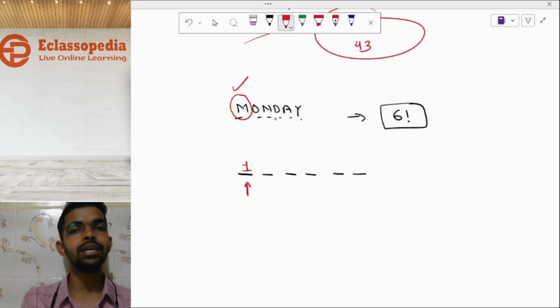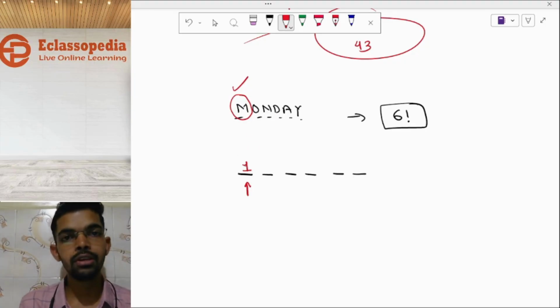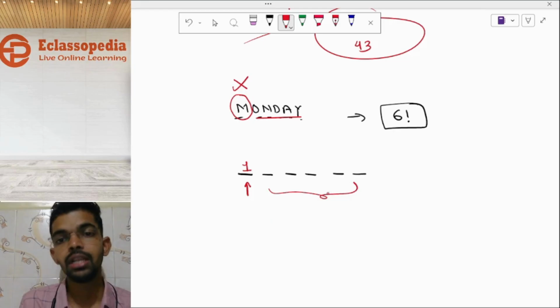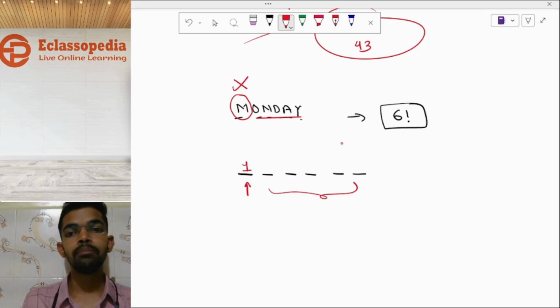Can you put O here and here? No, none of the other letters, only M. So we have only one choice at this place. So we have placed M. Now how many letters are remaining? Five letters are remaining. How many places do we have to fill? Five places. Five letters can be placed in five places in how many ways?